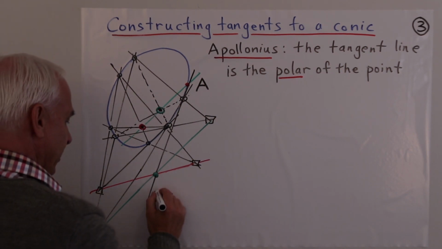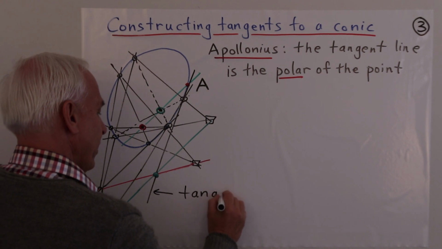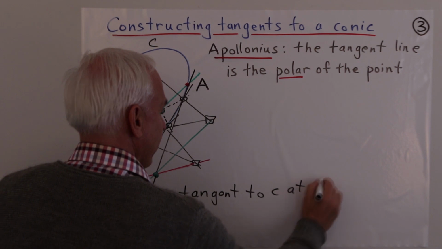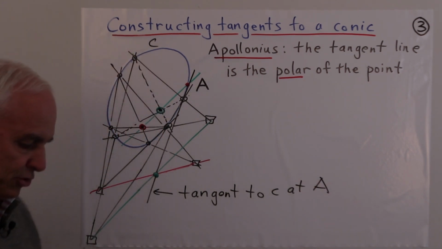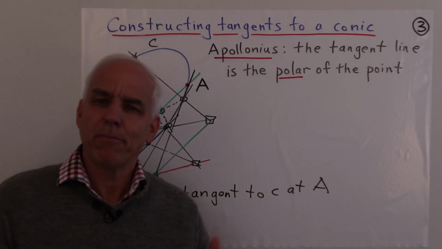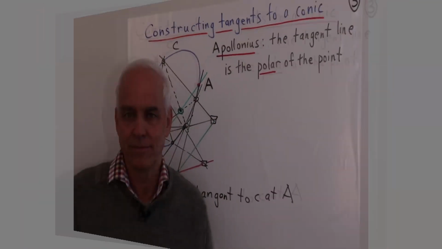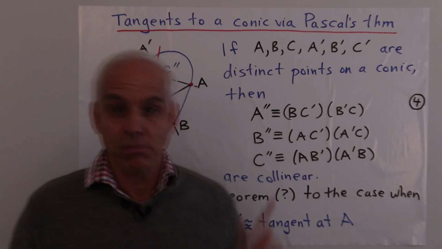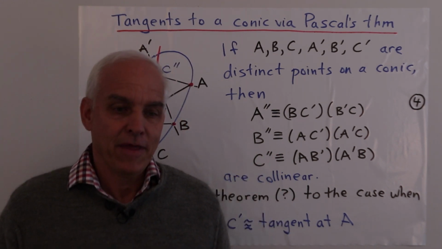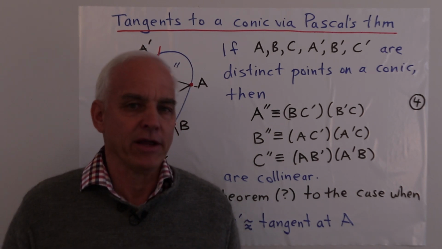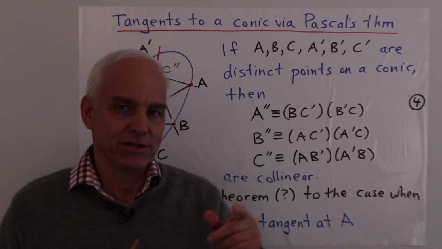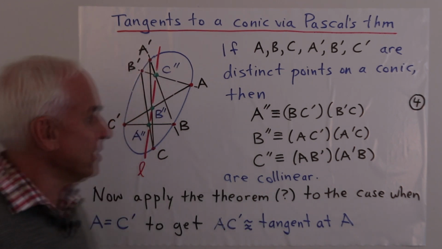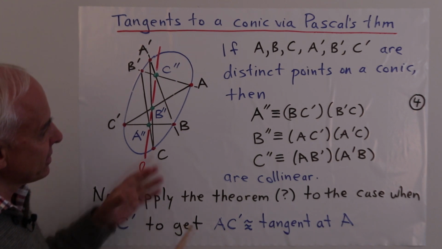Let me label it. So there's the tangent to the curve C at the point A. And it's a purely projective construction that Apollonius would have been familiar with. In the 17th century, a remarkable theorem was discovered by Blaise Pascal when he was a teenager that transformed the theory of conics and allowed an alternate, perhaps simplified way of finding tangents to conics to be understood. So here is just an overview of that.